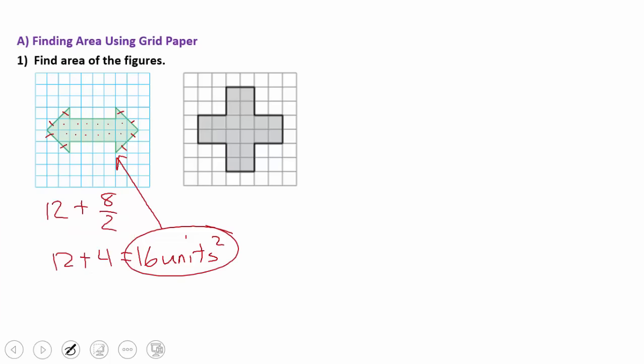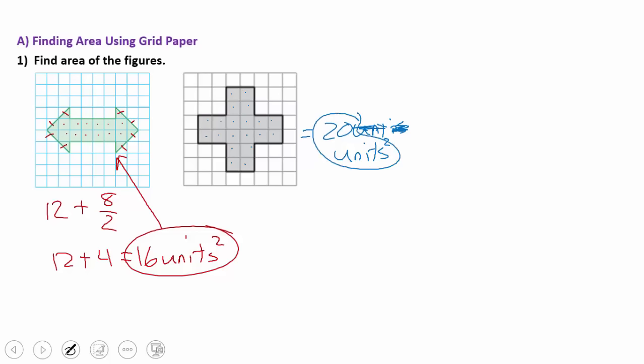Moving on to this other one. Wow, this one's really straightforward. All we have to do is count the square units. 1, 2, 3, 4, 5, 6, 7, 8, 9, 10, 11, 12, 13, 14, 15, 16, 17, 18, 19, 20. This one is equal to 20 units. Whoops, not units, units squared.